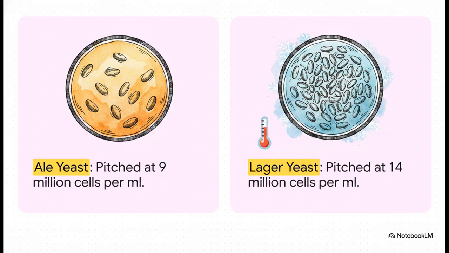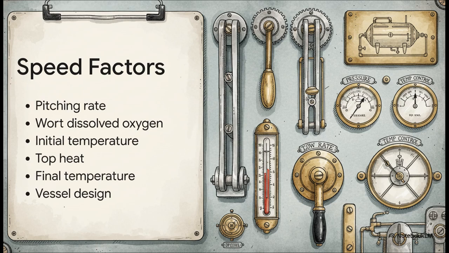So when we pull back, we see that these specific, actionable controls are the real-world levers process engineers use day in and day out. Pitching rate and dissolved oxygen dictate your baseline yeast health. Your temperature profile, meaning the initial pitch temp, how fast it rises, the top heat, and your final crash temp, acts as the main throttle for both growth speed and flavor synthesis. But actually, one of the most fascinating variables isn't chemical at all. It's the physical geometry of your tanks.